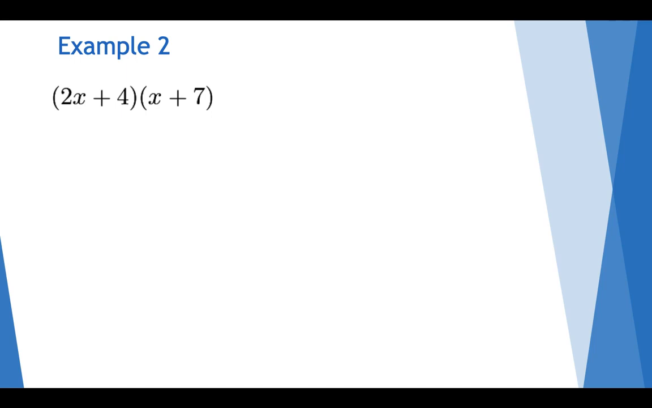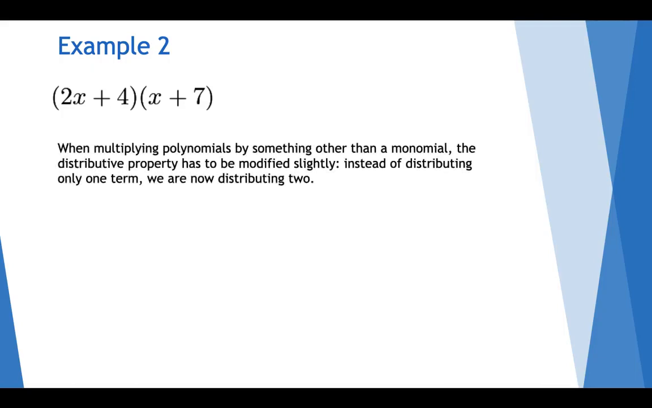Okay, so here's our second example. We're multiplying 2 binomials together, 2x plus 4 times x plus 7. When multiplying polynomials by something other than a monomial, the distributive property has to be modified slightly. Instead of distributing only one term, we are now distributing 2.